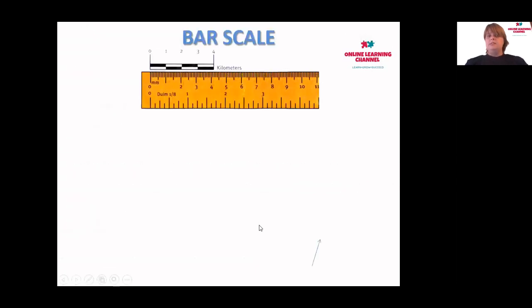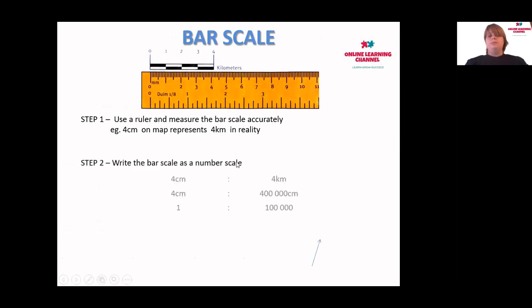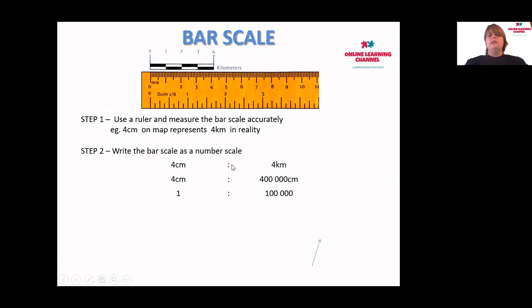The next scale is a bar scale. There's quite a few different methods that you can use to calculate a bar scale. You need to figure out which one is the best for you. Use a ruler to measure the bar scale accurately. So there's my ruler and I measure it. It should be 4 centimeters equal 4 kilometers. So write it as a number scale: 4 centimeters equal 400,000 centimeters. So it will be 1 to 100,000.